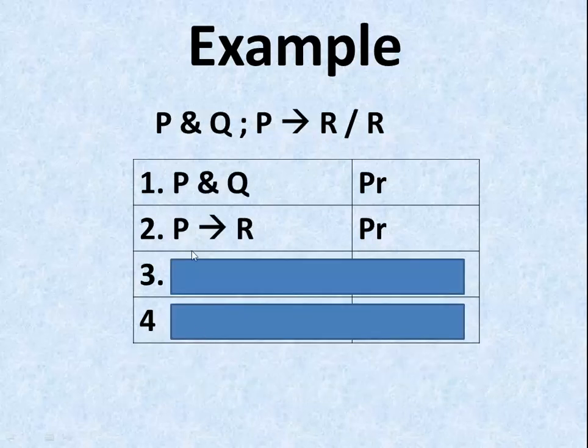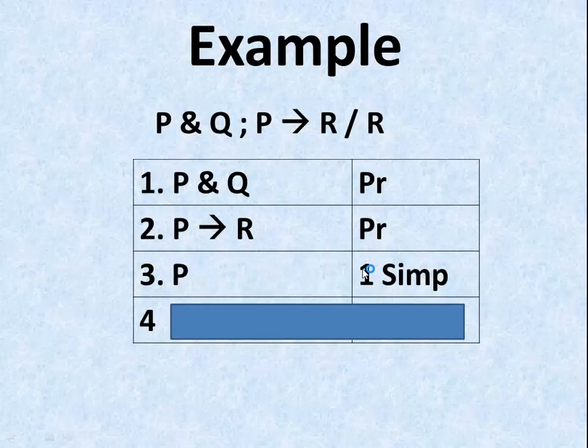Okay? Another example. I have P and Q. I have if P then R, and I have to prove R. So same kind of idea. I'm still trying to prove R here, which means I must need P if I'm going to get R here. But right now I have P and Q together. That's not what this says. This just says that I need P. So I'm going to take the P from P and Q using simplification.